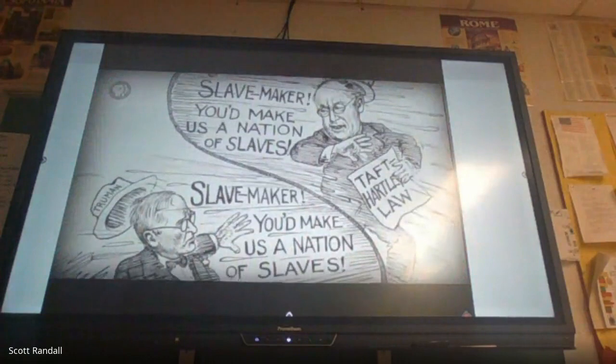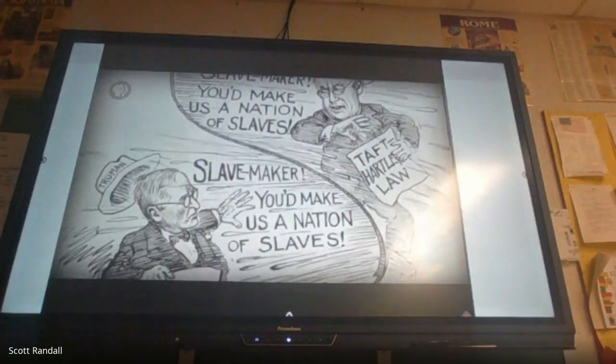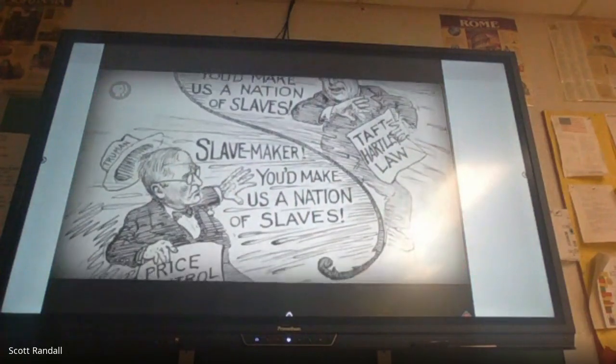The Taft-Hartley Act of 1953 passed over Truman's veto. I like to call it the Tartley Act. Shorten it. It's a portmanteau.